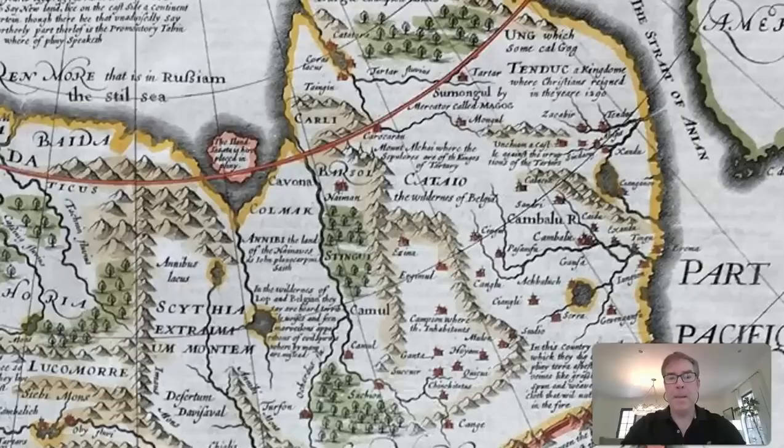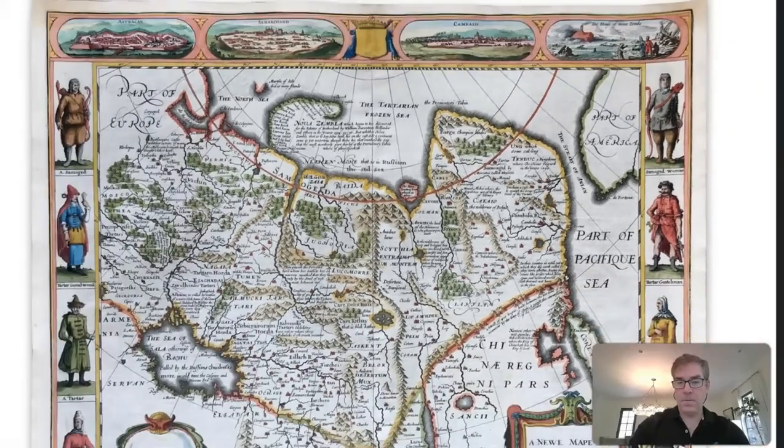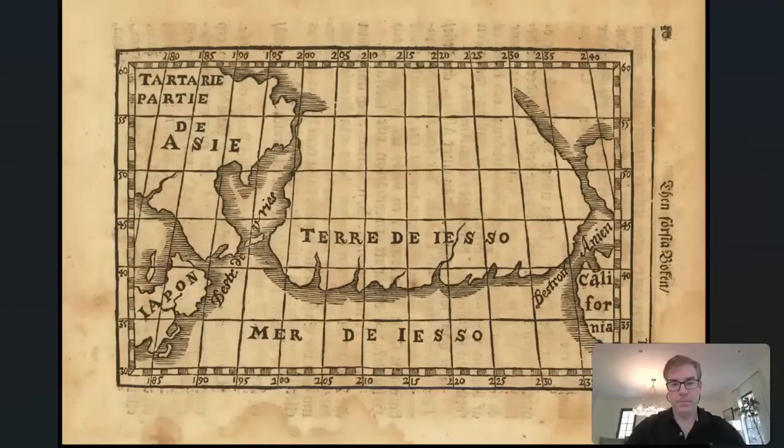And so after Madeline's presentation about the Camp of the Saints and about this area, suddenly it made sense why there was a Christian kingdom in the northeast part of Tartary that Christians reigned from at that time. So let's begin looking at a lot of maps.